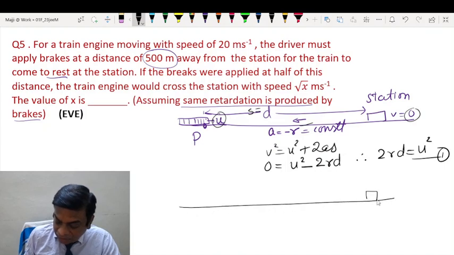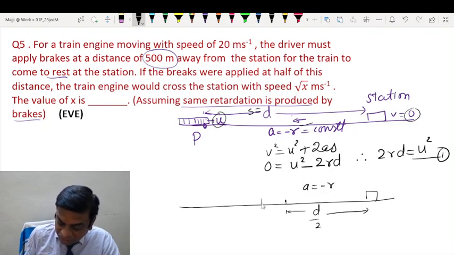The next situation, it is given that brakes are applied at half the distance. Okay, so retardation is same, so acceleration is still minus r here. This is the train. I'll write T for train. Okay, so its initial speed is assumed to be same. So certainly, due to inadequate distance, it will have certain velocity. That's what we have to find. By the time it comes to the station, I'll write station as S. It will have certain speed.